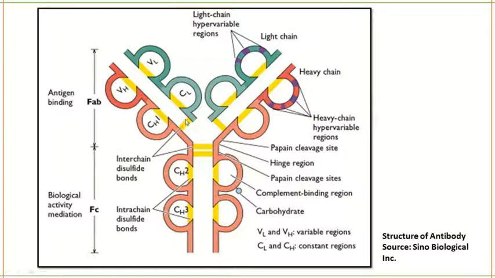These yellow colors are the disulfide bonds. Wherever you find the yellow dashes, they are disulfide bonds. Okay. And this is the hinge region. And this one is variable, and after that everything is constant. One variable, three constant for the heavy chain; and for the light chain, one variable and one constant region. Okay.